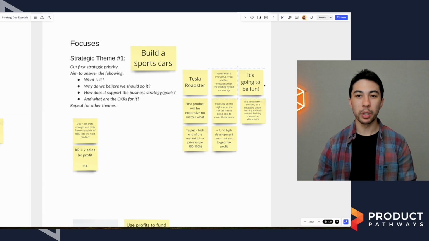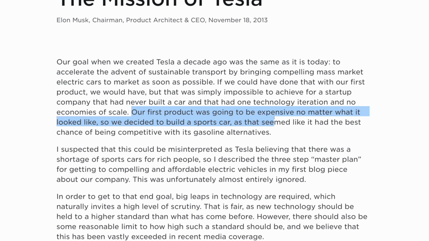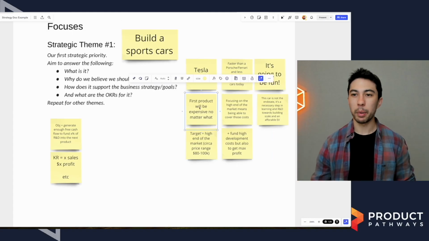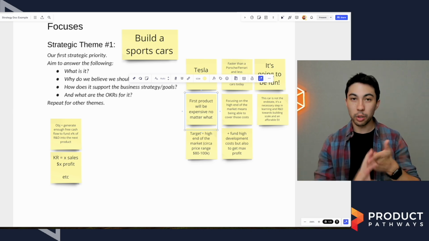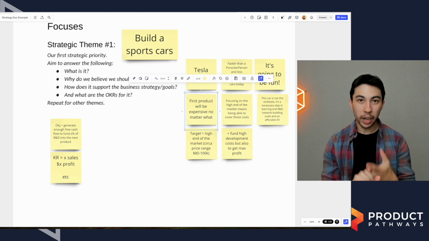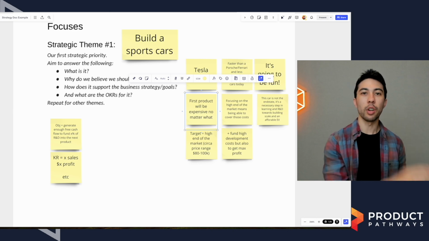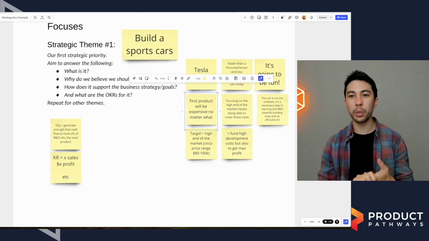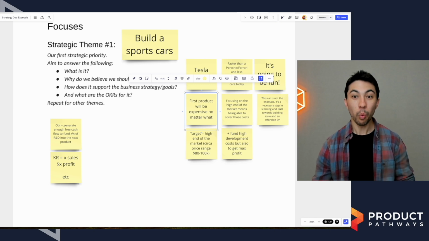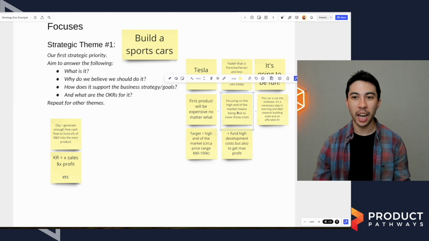But why are we doing it? Why do we believe we should? Well, we need to do it because we believe that our first product is going to be expensive no matter what. Regardless of whether they tried to build an affordable car or not, they don't have the economies of scale. They don't have the R&D yet. They don't have the size. Again, going back to all those things inside the diagnosis and that strategic narrative, we don't have those things. So we know it's going to be expensive. Therefore, why not build a really expensive car? Why not focus on the high end of the market?